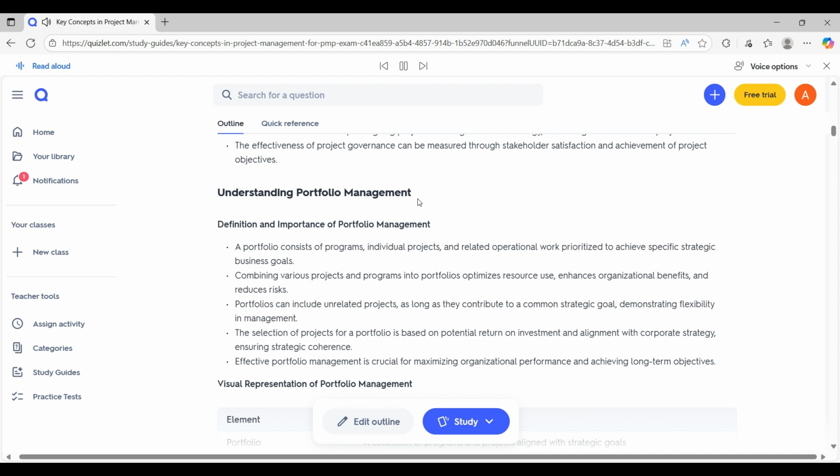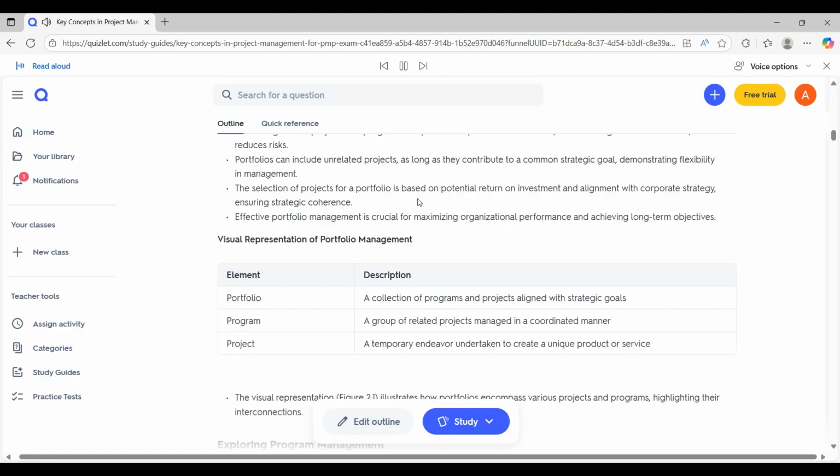The selection of projects for a portfolio is based on potential return on investment and alignment with corporate strategy, ensuring strategic coherence. Effective portfolio management is crucial for maximizing organizational performance and achieving long-term objectives. Visual representation of portfolio management.